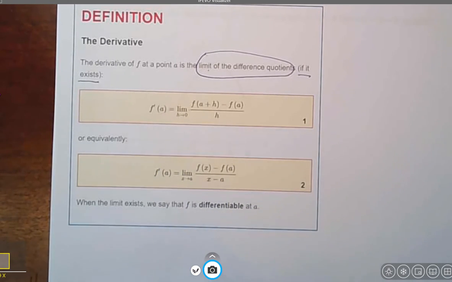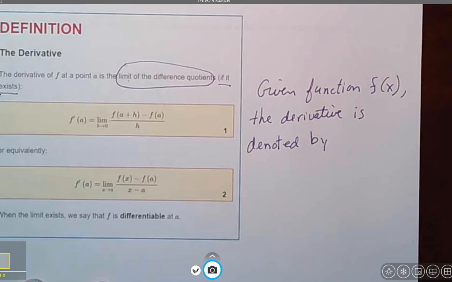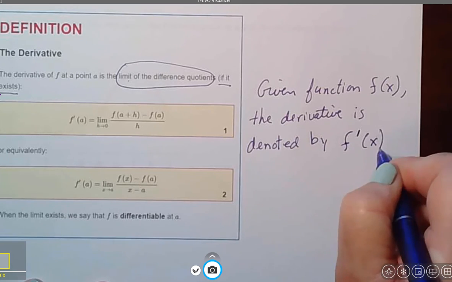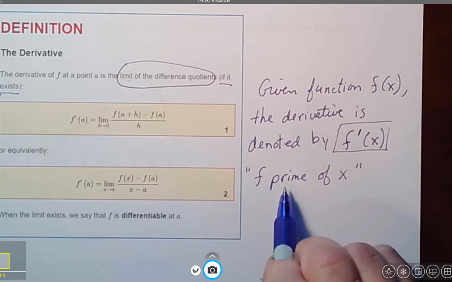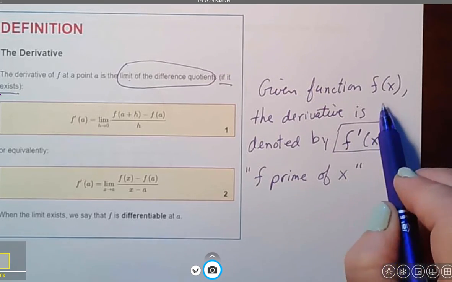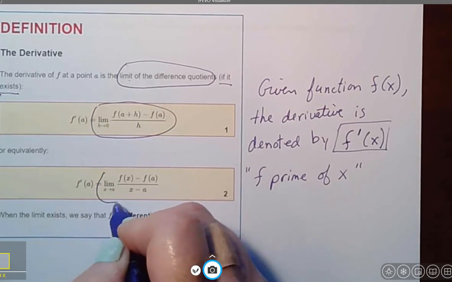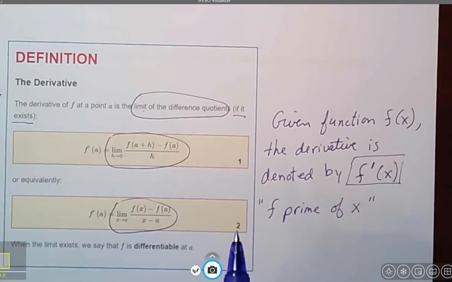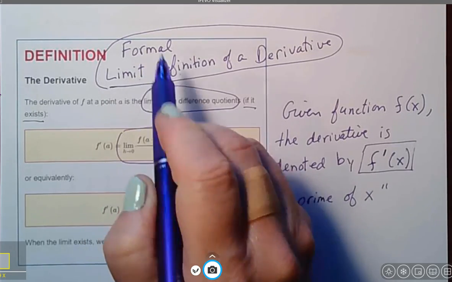Notice the notation. Given a function f of x, the derivative is denoted by f prime of x. And this is exactly how you would say it, f prime of x. This shows the relationship between the derivative and the original function. Now these two definitions, definition 1 and definition 2, are considered the limit definitions of a derivative, and I made a note of that up here: the formal limit definition of a derivative.